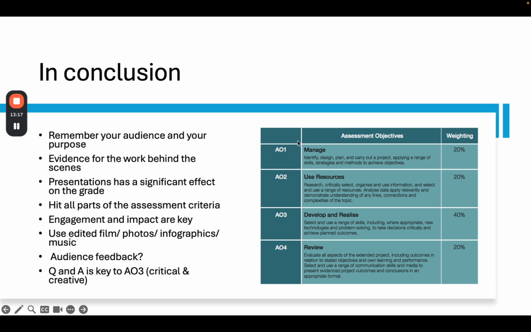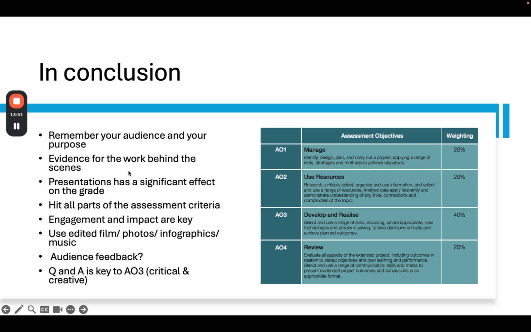So in conclusion, to finish up now, here's the mark scheme, remember it. I told you that you should hit every single one of those criteria. You don't have to do them in equal measure. I would put a lot of emphasis on AO3, which is the develop and realize bit, where you're talking about the problem solving, the criticalness, the creativeness, the changes, etc. Also, though, do say a little bit about yourself, what you've learned about your learning, looking back at the project, etc., which is the AO4.